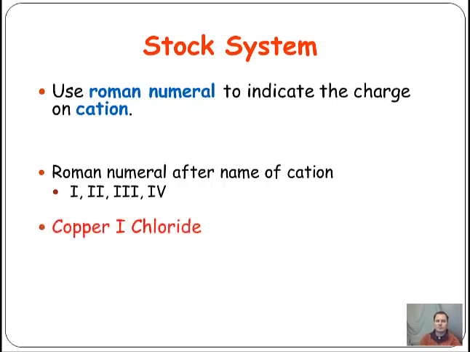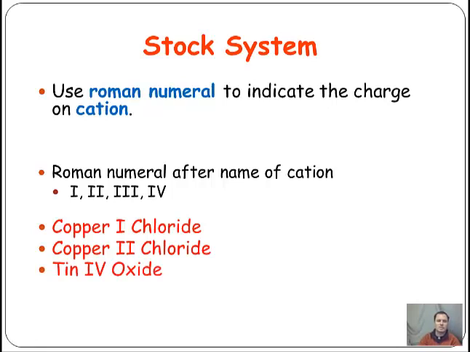So a couple examples would be copper 1 chloride. There's the name of our ion. Remember, we dropped the word ion, just put the name of the element. There's our charge, that's a copper +1. Copper 2 chloride would look something like that. So it's really easy. You just got to figure out what the charge is and put that charge in Roman numeral after the name. And then the anion name is the same as always.